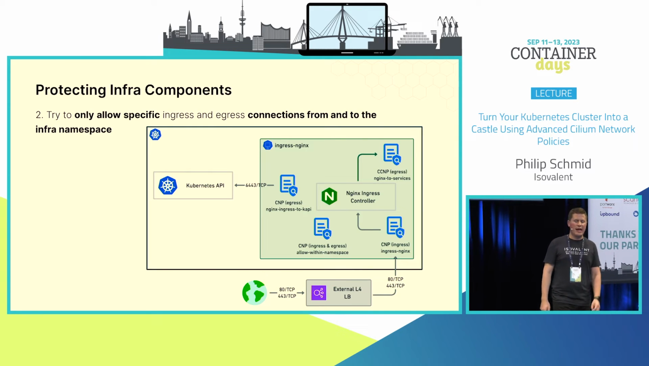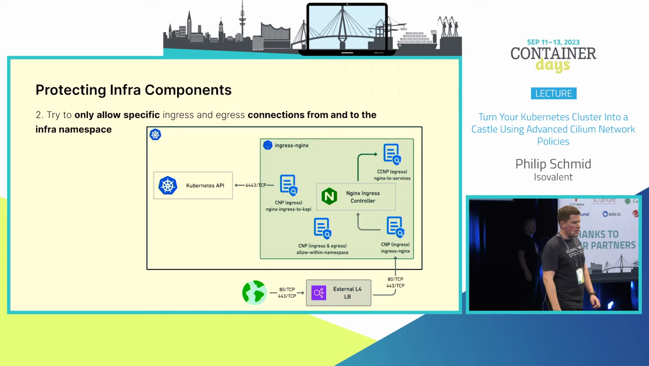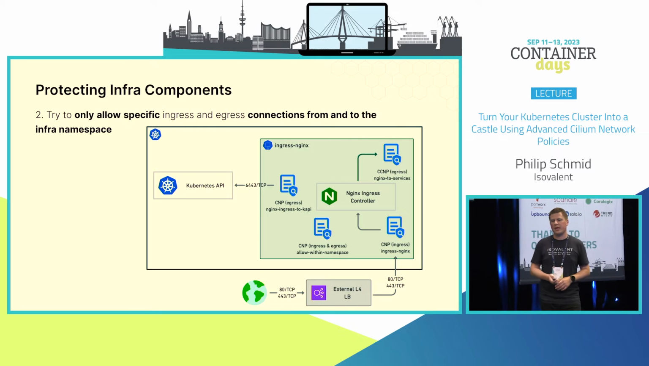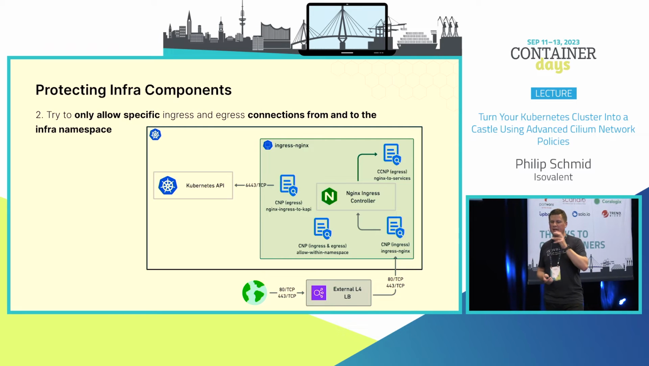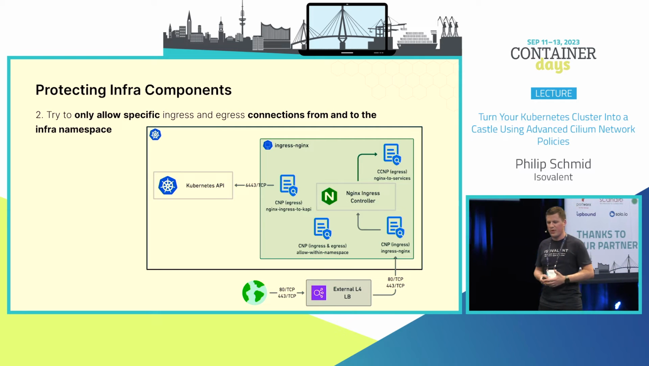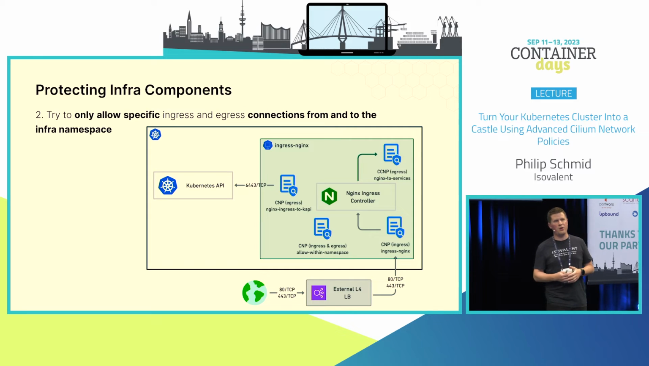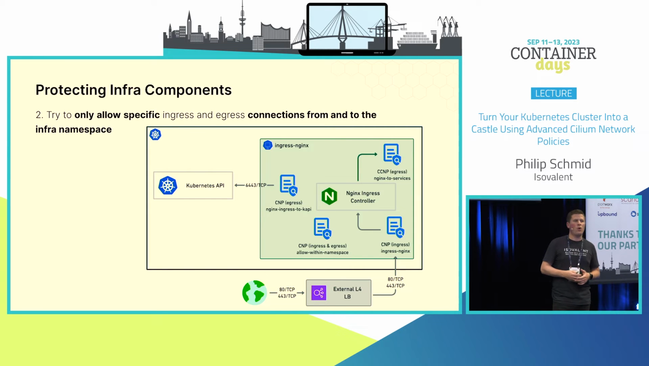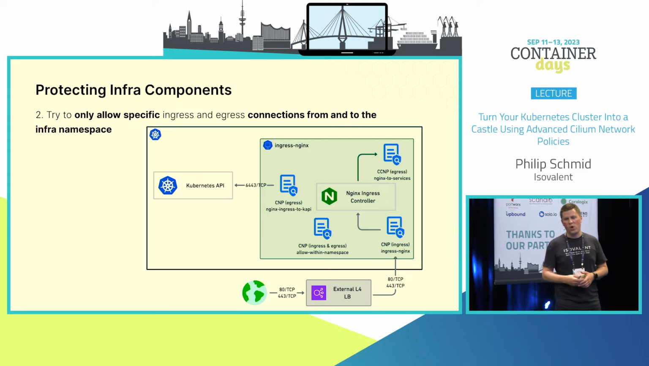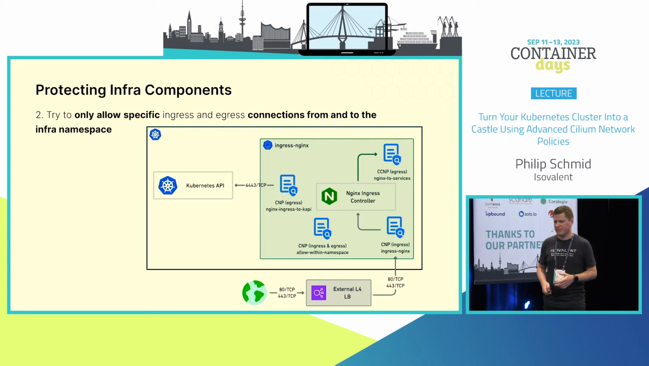Next, I would like to allow only specific ingress and egress communications from those infra namespaces. And here I take the example of Nginx. For Nginx, in order to function properly, we need 4 different rules. 3 of them are namespace Cilium Network Policies, while 1 of them is a Cilium Cluster-wide Network Policy. And you will see why in 3 slides.